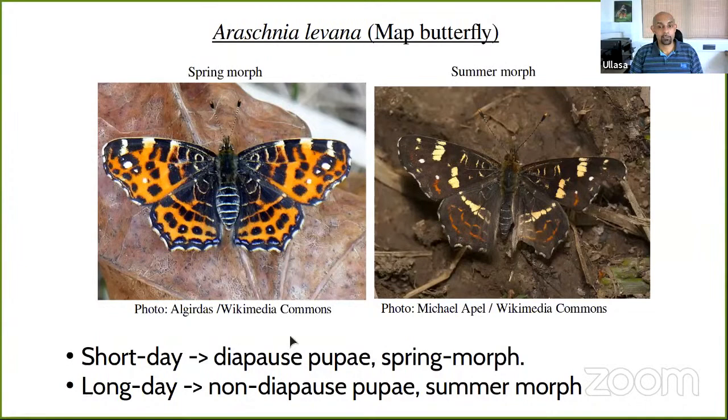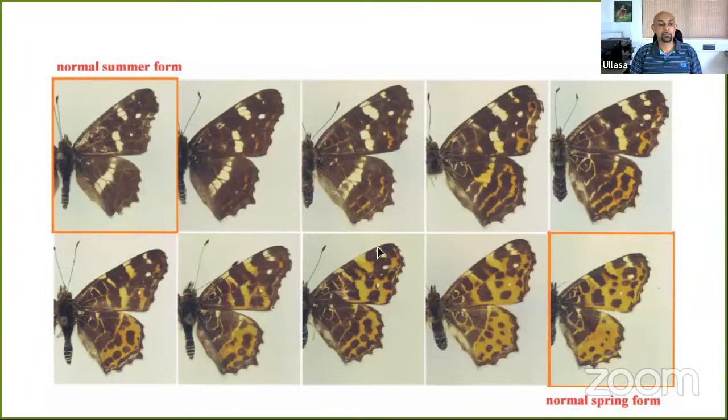Under lab conditions, you can grow them in long day length conditions and you can get this morph. In natural conditions, you see only these two morphs, but under lab conditions, you get an entire range of phenotypes. So this is in fact where you have a continuous reaction norm, but you have a polyphenism in nature simply because the environments in nature are discrete.